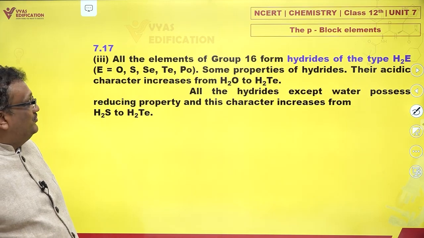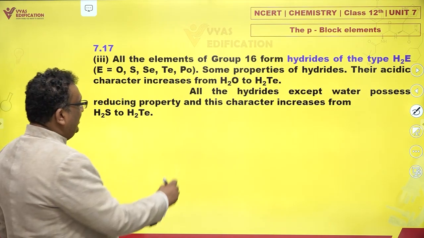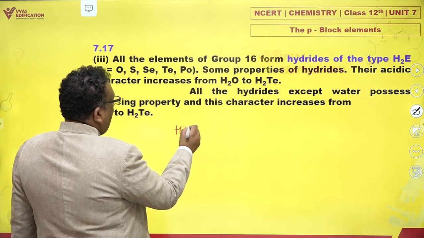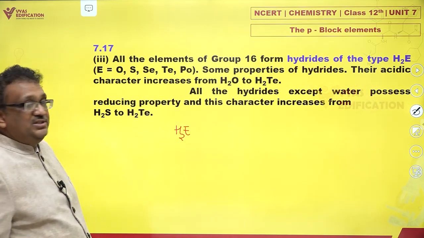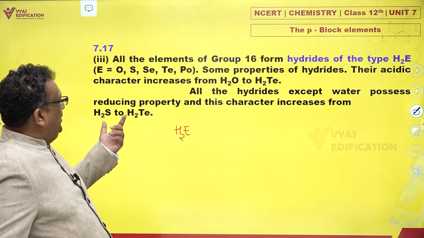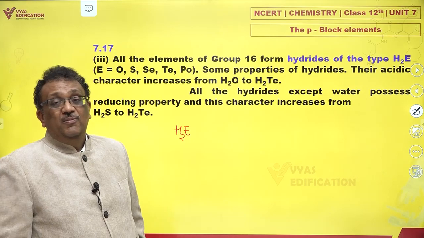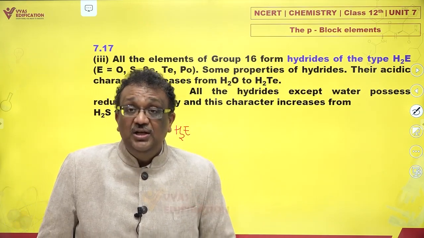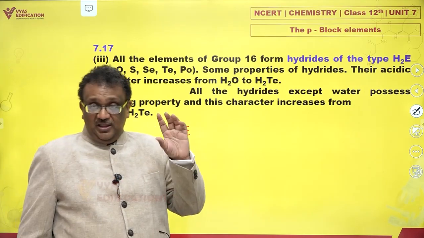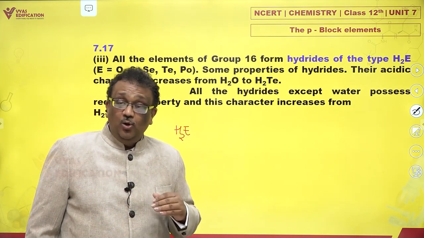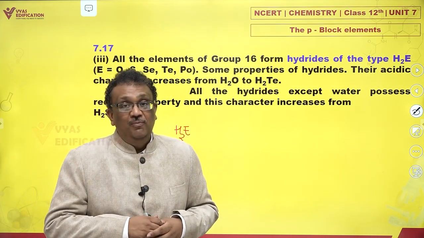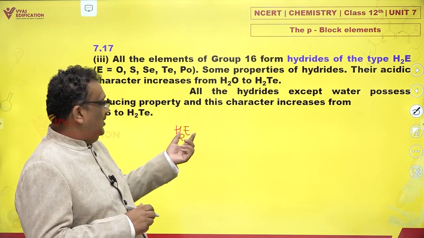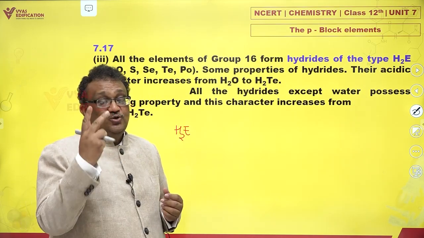Hydride formation also is very interesting. They always have H2E, like H2O, H2S, H2Se, H2Te. H2Po is very unstable. Polonium is a metal and does not form hydrides. So we have oxygen, sulfur, the nonmetals, selenium, tellurium, the metalloids. All of them can form this H2E, that means a hydride which contains 2 hydrogens.